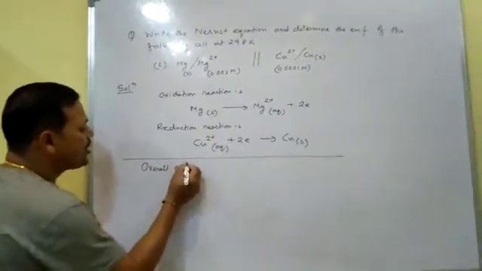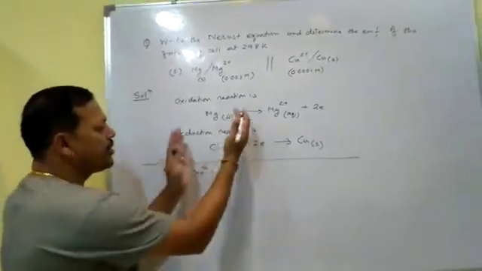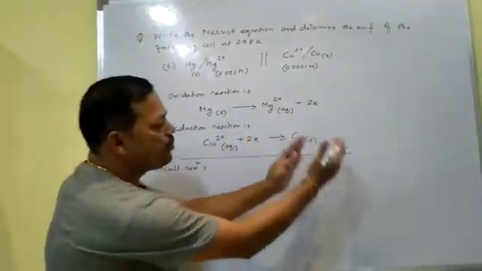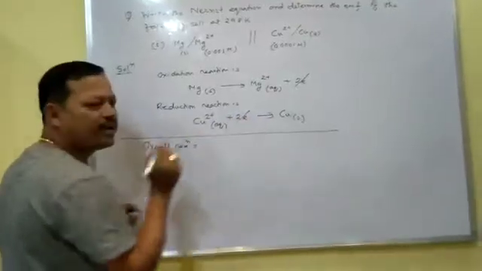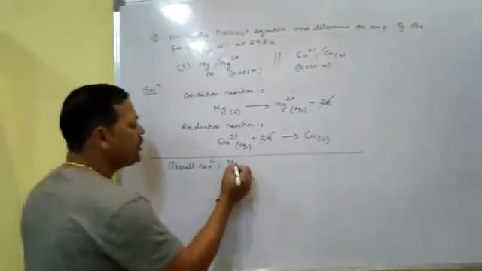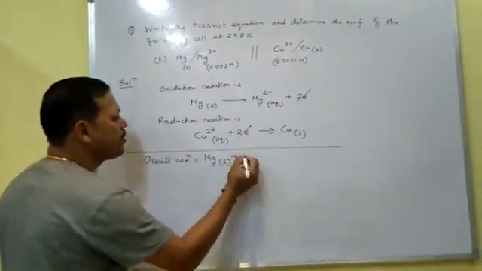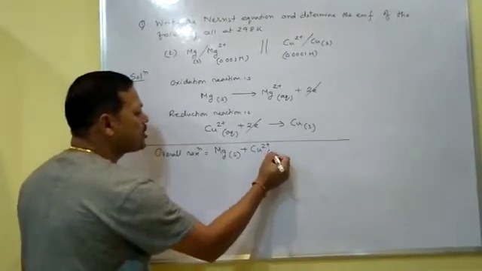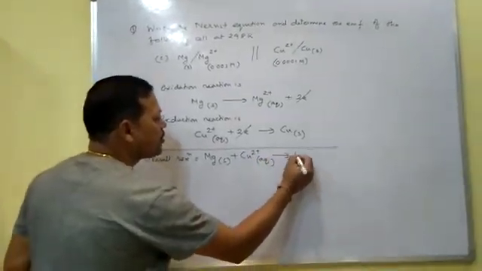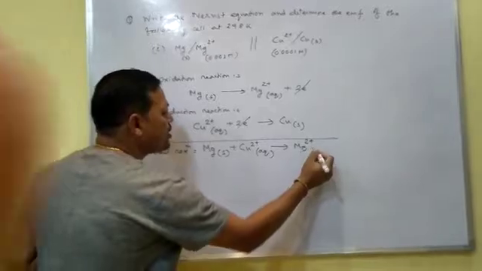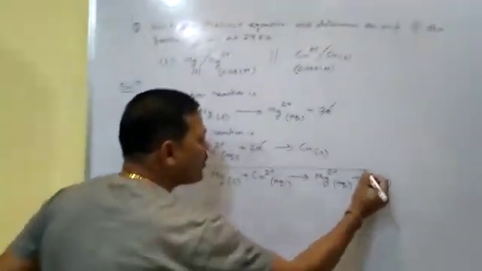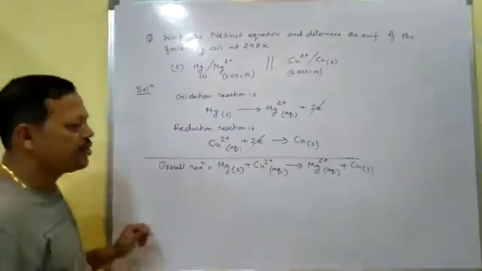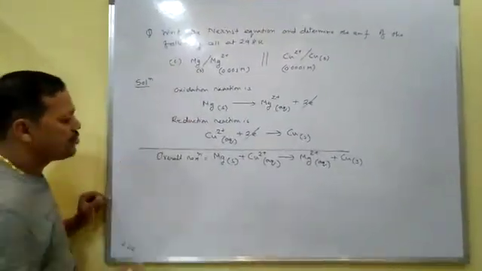In the overall reaction, you write reactants on the reactant side and products on the product side, and the electrons must cancel. Here the 2 electrons automatically cancel. So the equation becomes magnesium solid plus copper 2 plus aqueous gives magnesium 2 plus aqueous plus copper solid. So this is the overall equation. Now you can write the Nernst equation.